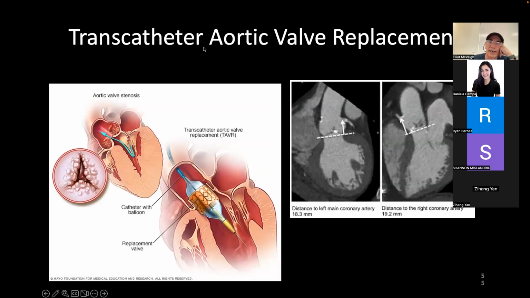TAVR, which is transcatheter aortic valve replacement, is a really cool new technology and it's been developed over, again, the last 15 years, and it's now done a lot. Because in order to get a new aortic valve, if you have an aortic valve that has a lot of disease, so the valve leaflets themselves are all crusted with calcium and they can't really oppose each other very well anymore.